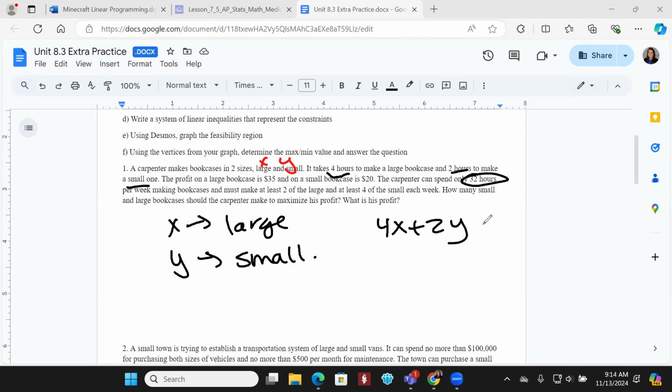Okay, so they only have 32 hours per week to make bookcases, right? Good so far. Then they need to make at least 2 of the large, so at least 2 of the large, and then at least 4 of the small.